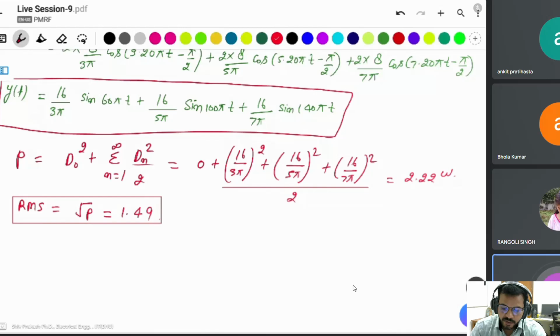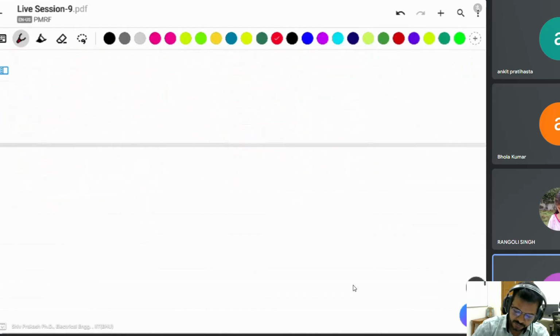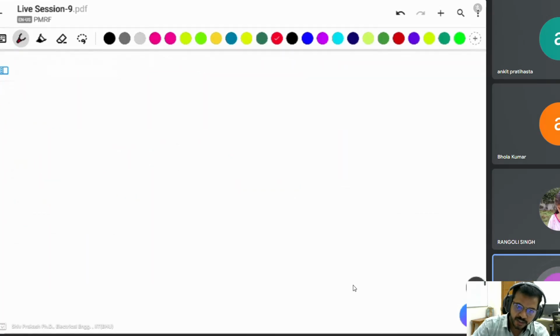Then there is a requirement of another representation of the Fourier series, known as the complex exponential Fourier series. The next representation is the complex exponential Fourier series.